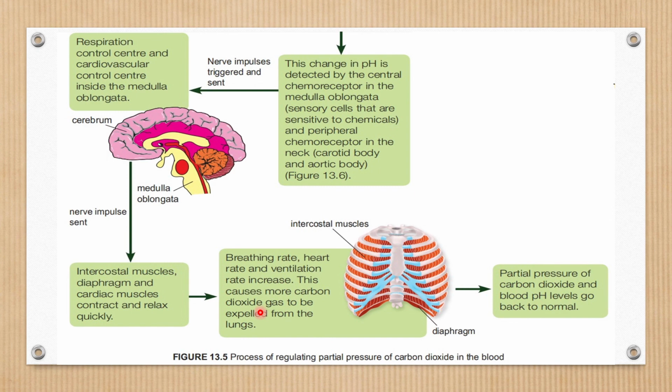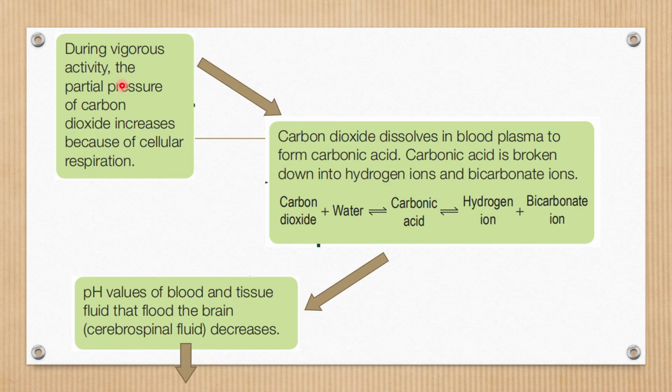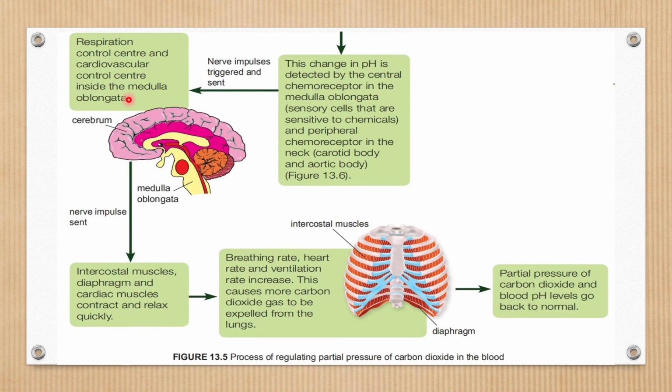That's why you're gasping when you're doing vigorous exercise, because you actually want to get rid of this carbon dioxide from your body. Otherwise the pH of the blood will be acidic. So in this way, it will be able to regulate the partial pressure of carbon dioxide and the blood pH, so that it goes back to the normal level.